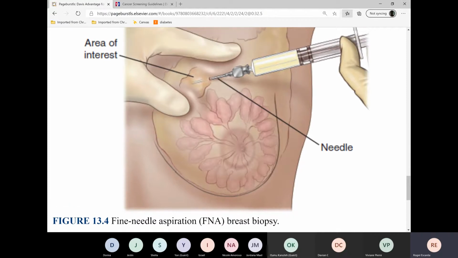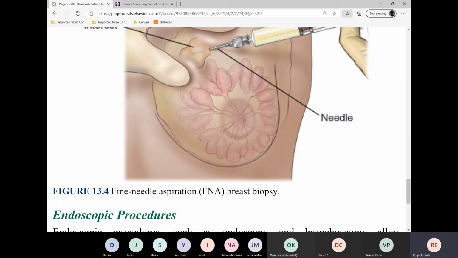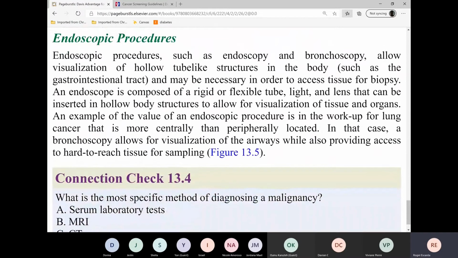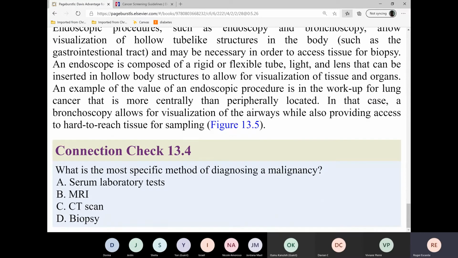And this is an example of how we draw a tissue sample, whether it be on the liver, or breast, or any other tissue. Endoscopic procedures involve endoscopy, obviously, so that could be from your upper GI tract or from the lower GI tract.